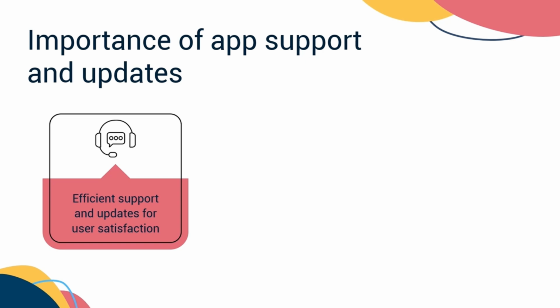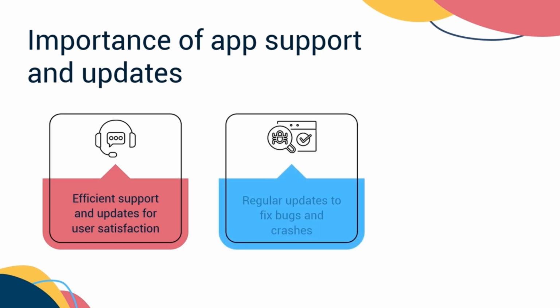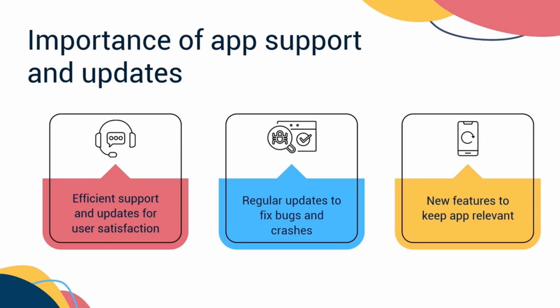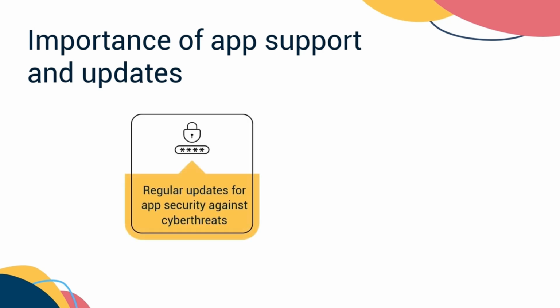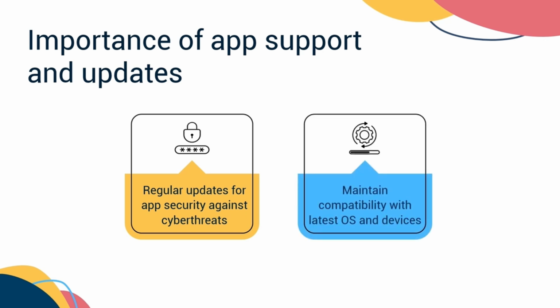Users may encounter bugs or crashes. Ensure regular updates to address issues promptly. Users expect new features and enhancements. Through regular updates, you can keep your app relevant and engaging. With the rise of cyber threats, keep your app secure with regular updates to protect user data. As mobile operating systems frequently receive updates, you must update your app to ensure compatibility with the latest devices and operating system (OS) versions. Let's discuss best practices for providing mobile app users with the right level of support.